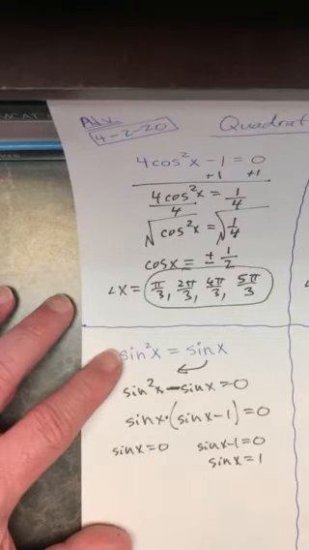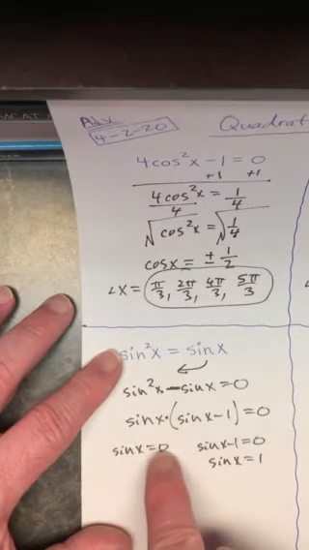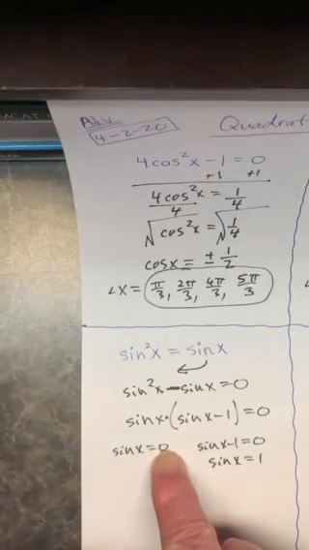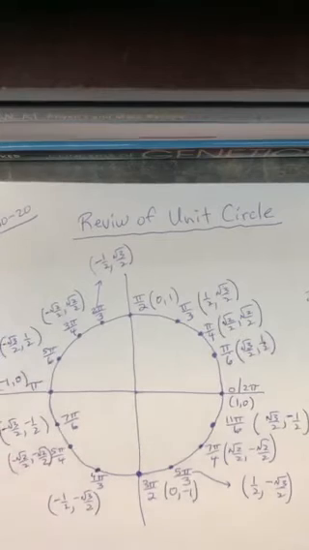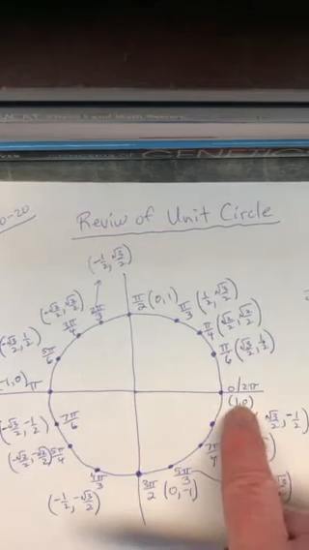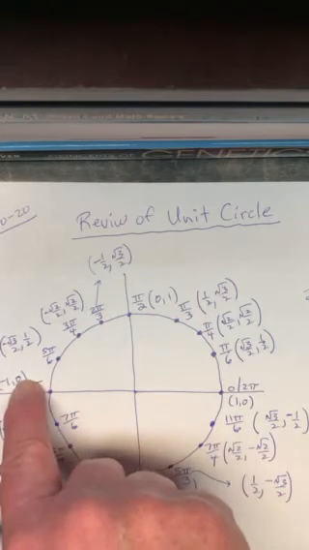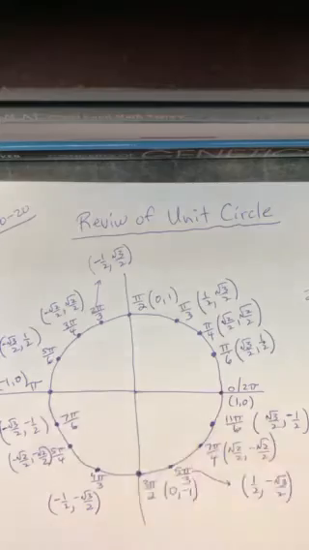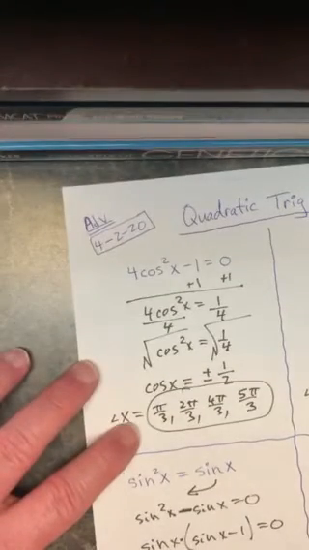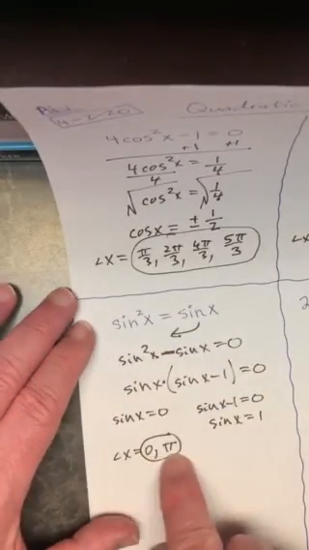So on my unit circle, when does sine equal 0? When is my y coordinate equal to 0? Well, let's take a look. My y coordinate equals 0 right here at 0 degrees. And where else is my y coordinate equal to 0? Right there at pi. So this yields the answers of 0 and pi. And then I go over here to get, there you go. X equals 0 and pi.